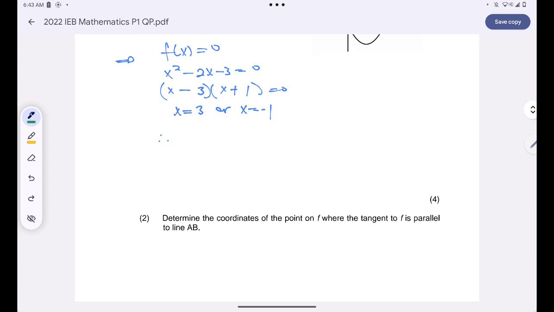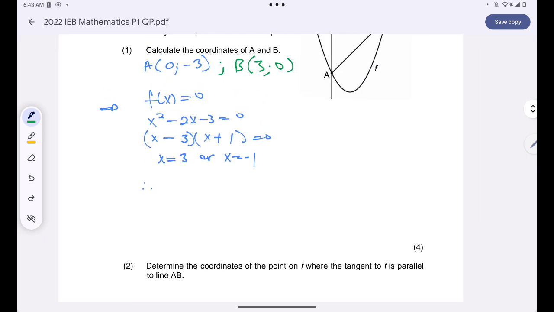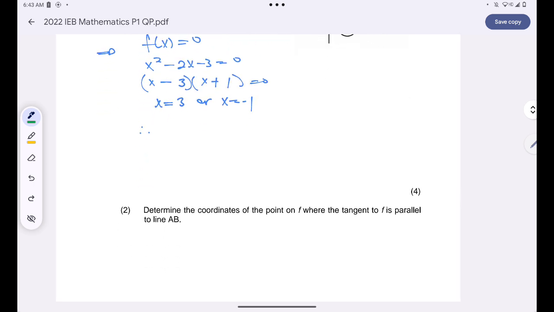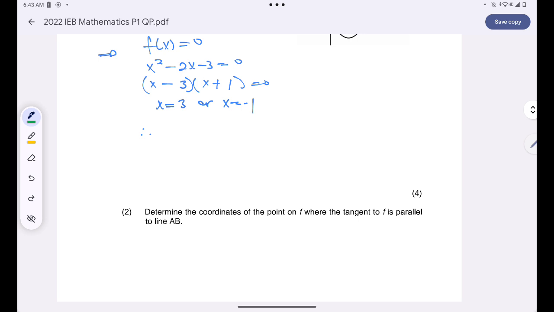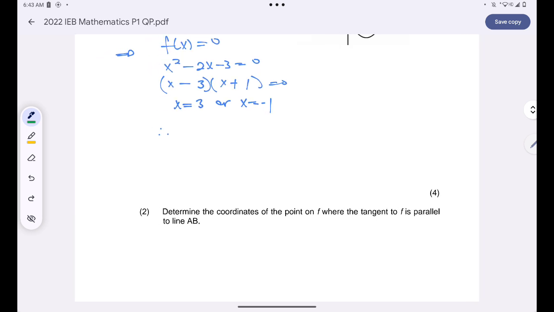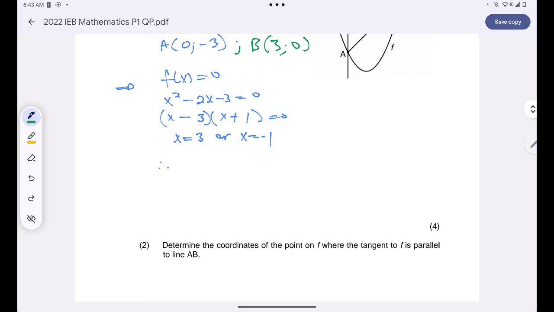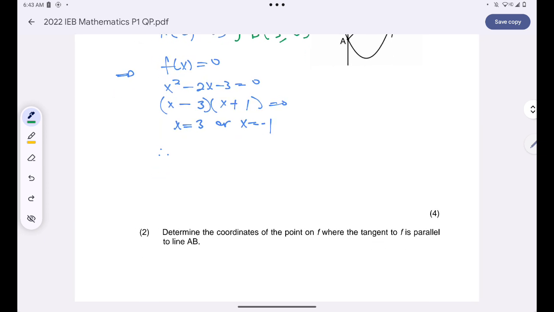Okay, I'm supposed to determine the coordinates of the point on f of x where the tangent to the curve f is parallel to line AB. I want to find the coordinates of the point of contact of the tangent and the curve. That tangent is parallel to the line AB, which means the tangent has a gradient which is equal to the gradient of line AB. Okay, let's first find the gradient of line AB.